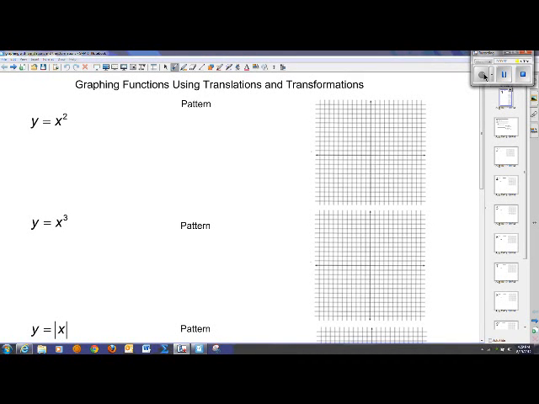So today we're going to talk about graphing functions and then using those base functions to translate and transform them into something else. Every function you see on this first page today is going to be what we call a parent function. All right, so y equals x squared, we call that a parent function.